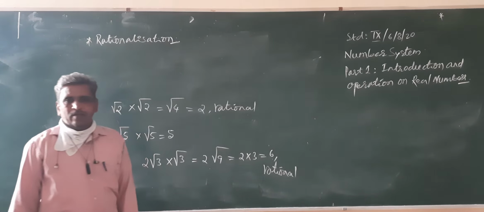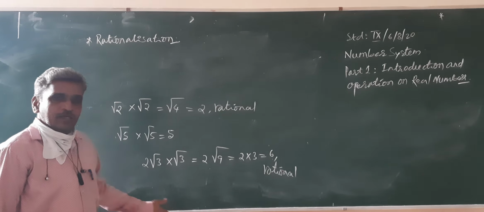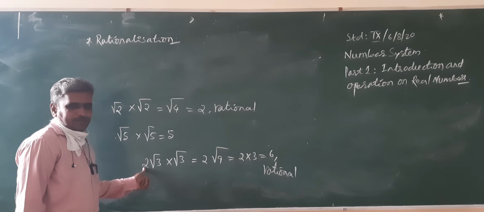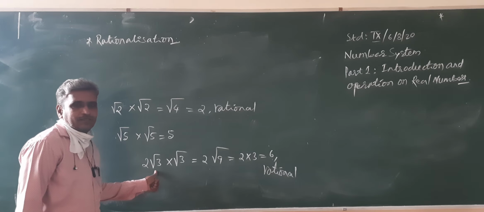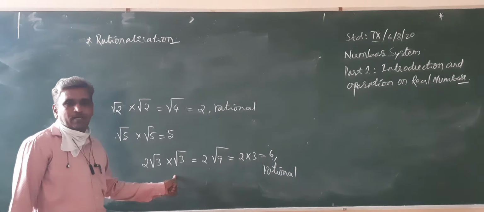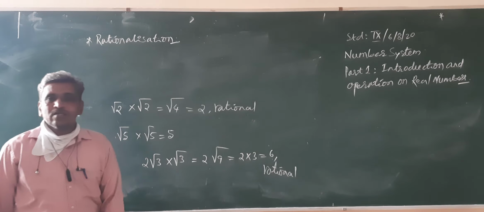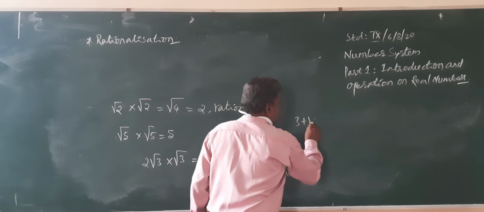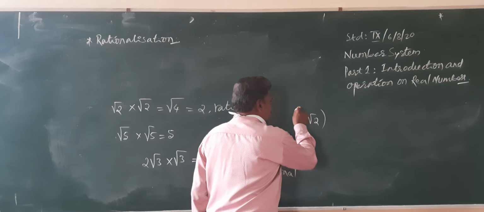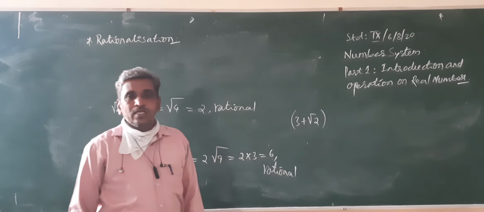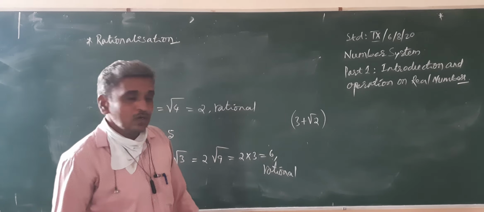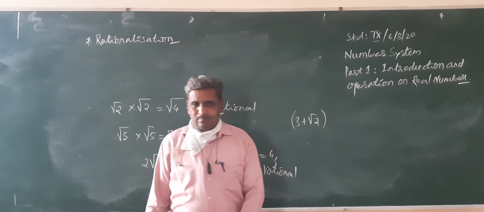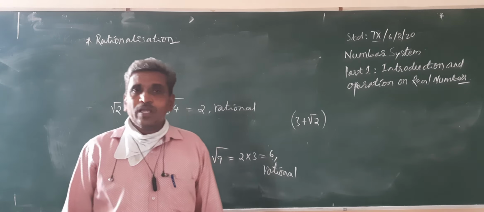Understanding? Is it? So here only the surd is multiplied; only the surd is applied to multiply. It becomes a rational number. Again one question now. 3 plus root 2 is a binomial surd. So what are we going to multiply to convert it into a rational number?